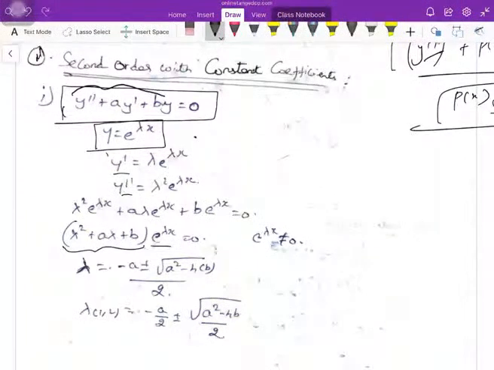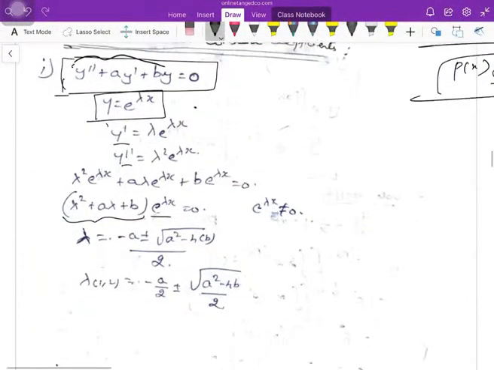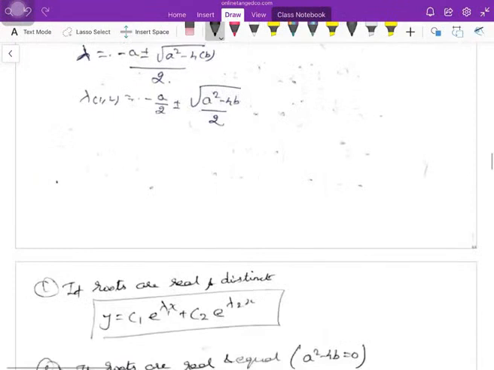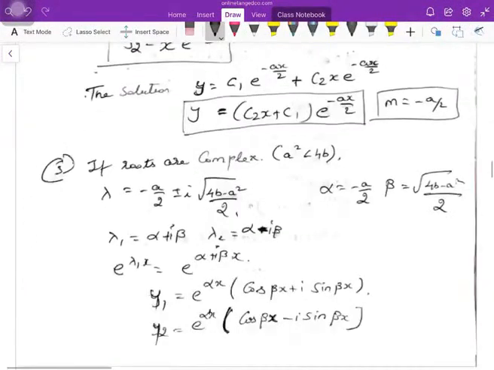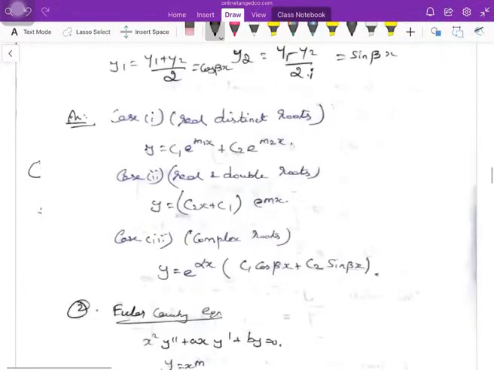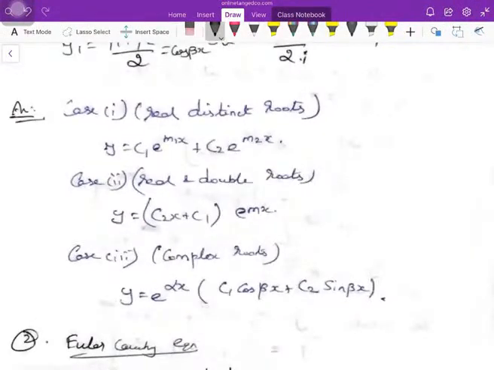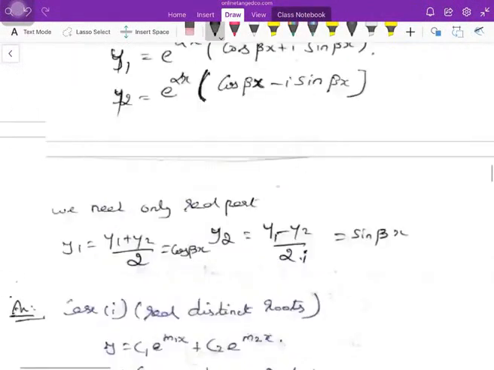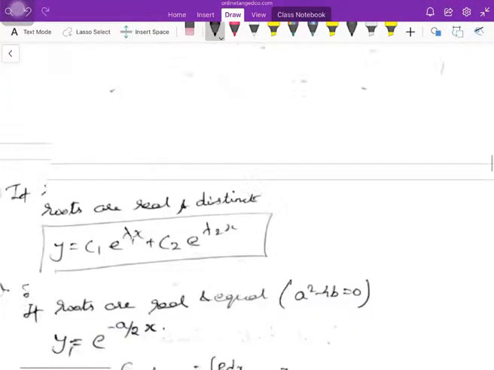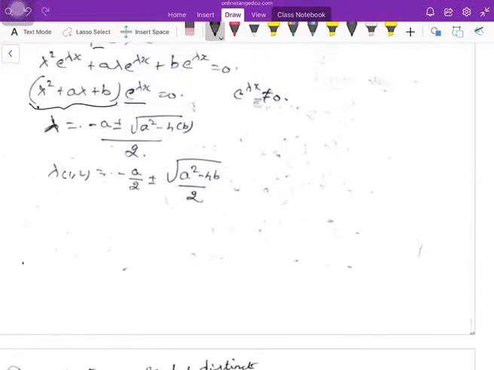a lambda plus b. I don't want to go into the derivation, because that is not the scope of this course. If you want, I will upload the notes online, and you can see the derivations. Directly we'll go to the result part. The result is from the roots of the characteristic equation. So my characteristic equation is lambda square plus a lambda plus b is equal to 0. Get the solution of this equation.